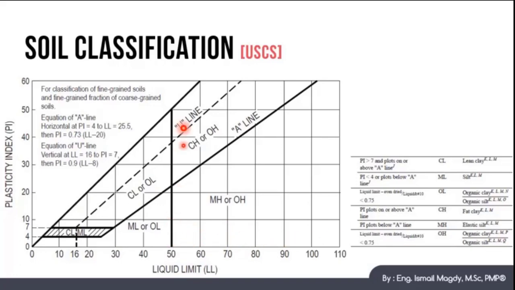However, in addition to that vertical line, we have another two inclined lines here, which are called the A line and the U line. Those two lines are separating between different groups of soils, which means we have to draw these lines to understand the relation between our soil and those lines. The equations for those lines shown here on the graph are very simple. The equation for the A line is plasticity index equals 0.73 multiplied by liquid limit minus 20, while the equation for the U line is plasticity index equals 0.9 multiplied by liquid limit minus 8.